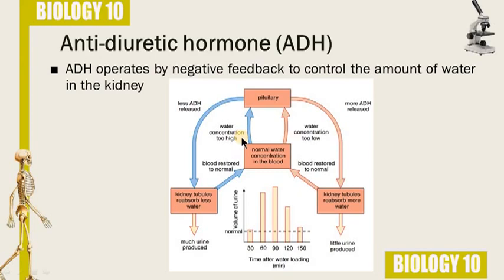When the water concentration is too high, less ADH is produced. This signals the kidney to reabsorb less water. And so much more urine is produced. This restores the blood to a normal water level. Here is a volume time chart to illustrate normal levels. We can see how these are quickly restored.